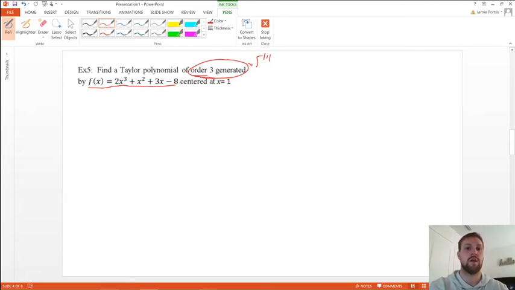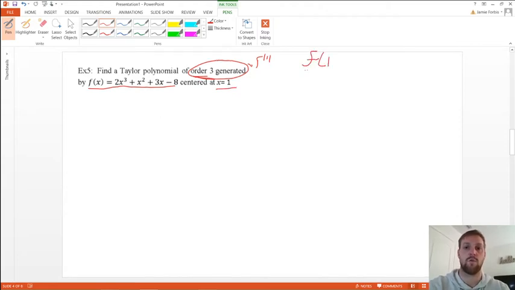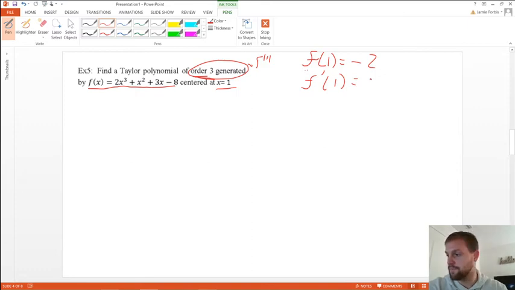So I'm going to need f triple prime. So let's start by finding all our values at the center. So let's talk about finding f of 1 first. All right, f of 1, if you plug that into the function, you get -2. F prime of 1, so the derivative would be 6x squared plus 2x plus 3. And if I plug 1 into that, I got, y'all can check my math on this, but I got 11.